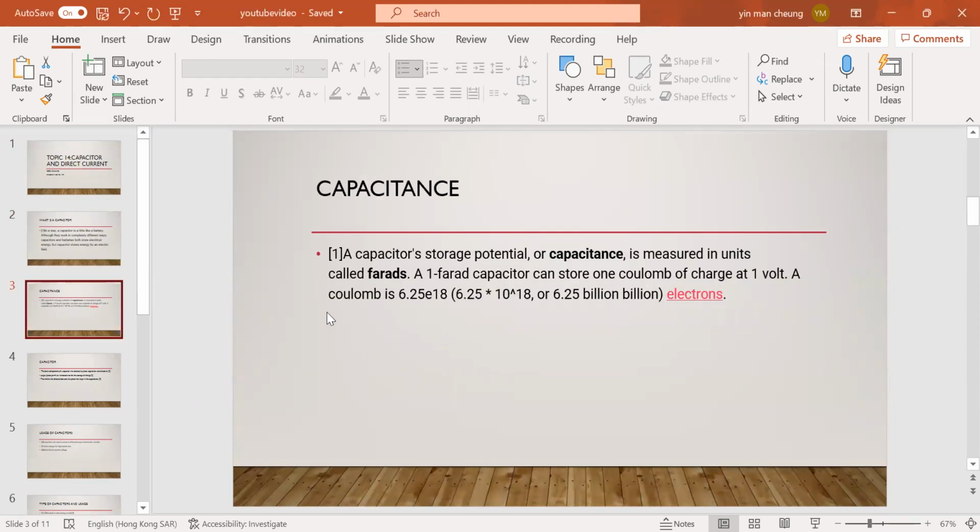So its storage potential is called capacitance. Its unit is called farads. A 1 farad capacitor means that it can store 1 coulomb of charge at 1 volt in a capacitor.